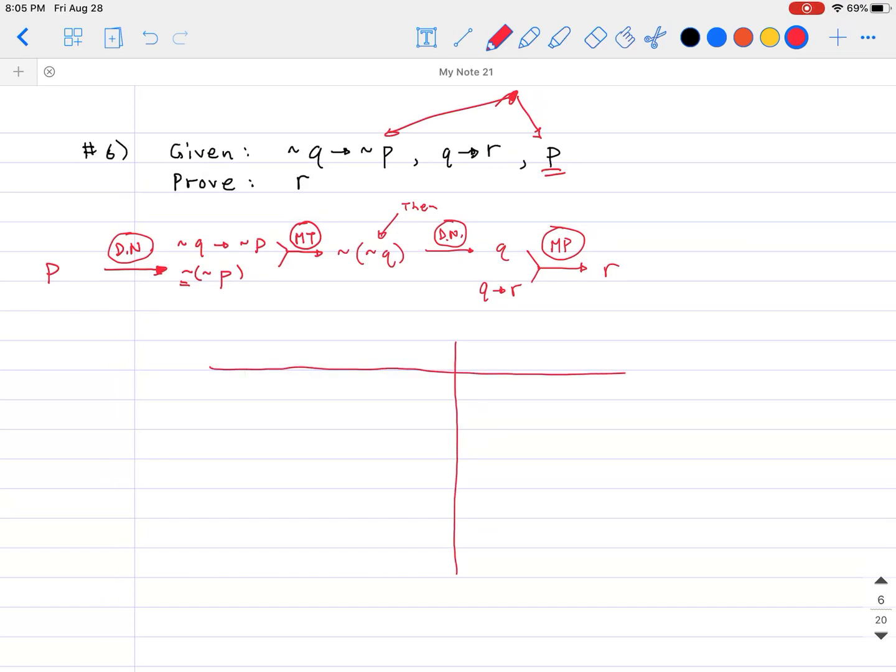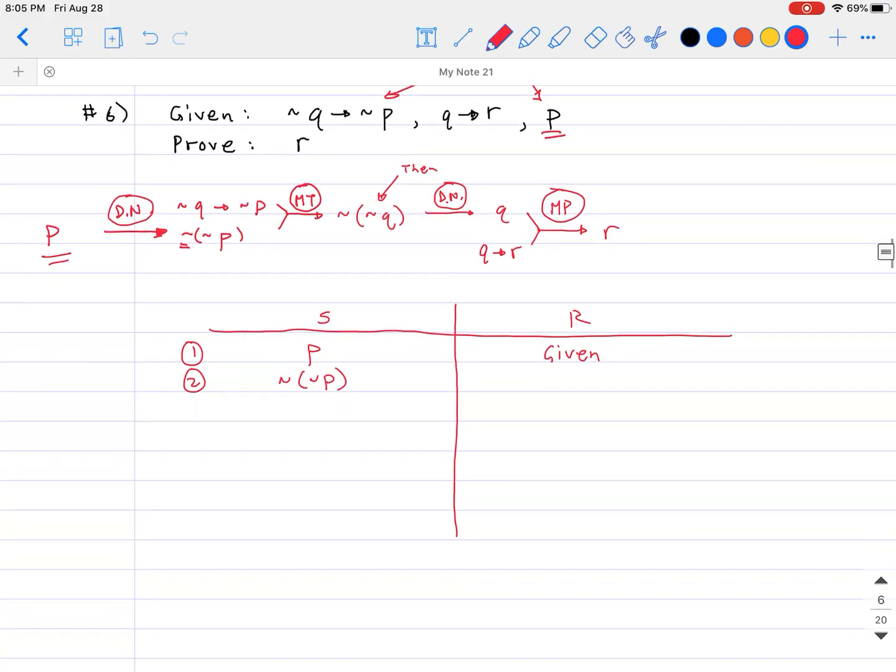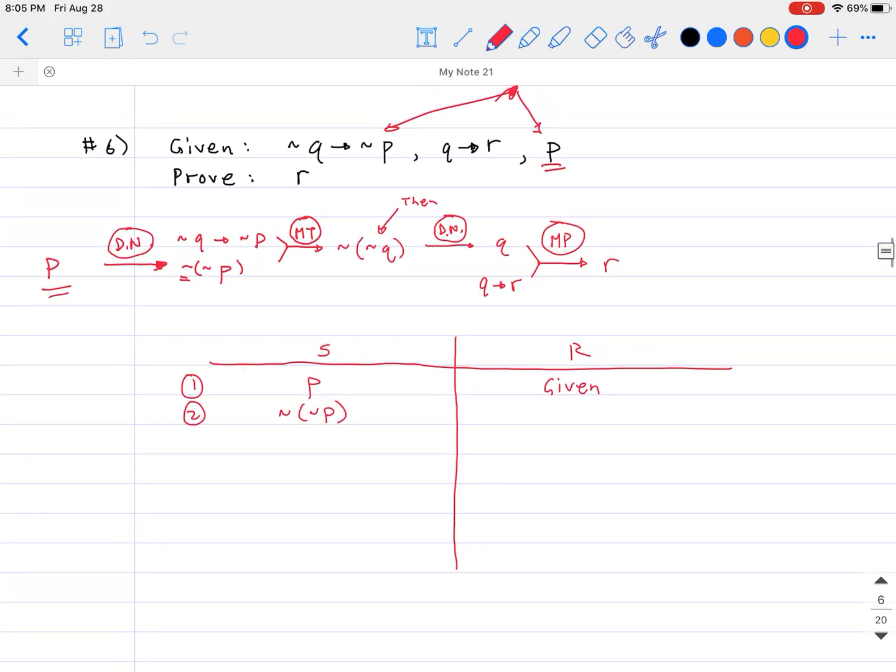All right, so here we go. Statement and reason, S and R. So the first thing we said is, let's start with P, right? I think that was the beginning. So we have the statement P, and that was given. Next, we took P and applied the double negation of it, so that we can set it up for using MT. So that right there is the double negative, or negation. I can't remember which one it is. Either one, I think, should be okay.